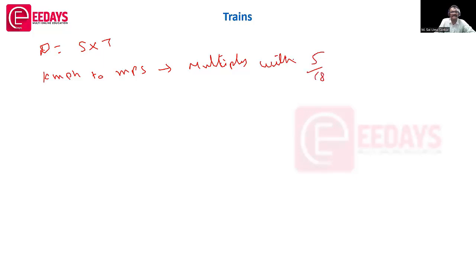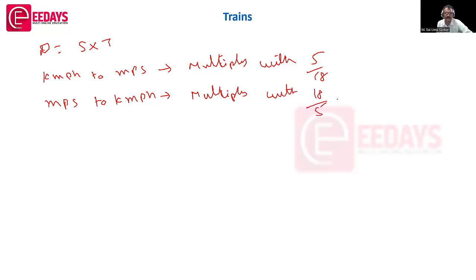Okay, here distance is equal to speed into time. And next, kilometers per hour to meters per second, that is equal to multiply with 5 by 18. Okay, now meters per second to kilometers per hour, here this is multiply with 18 by 5. These three are common in trains also, but here two more formulas are there.